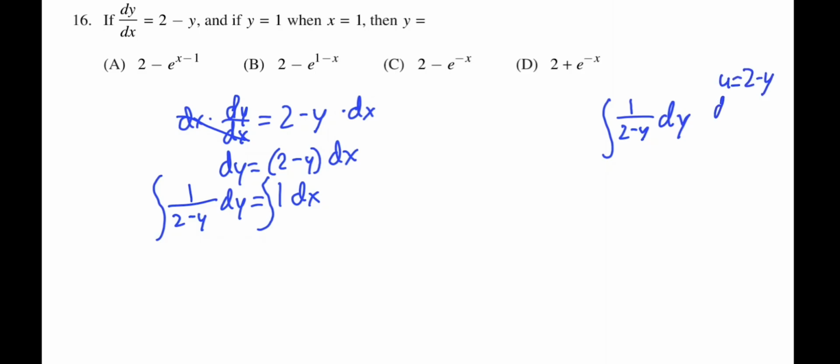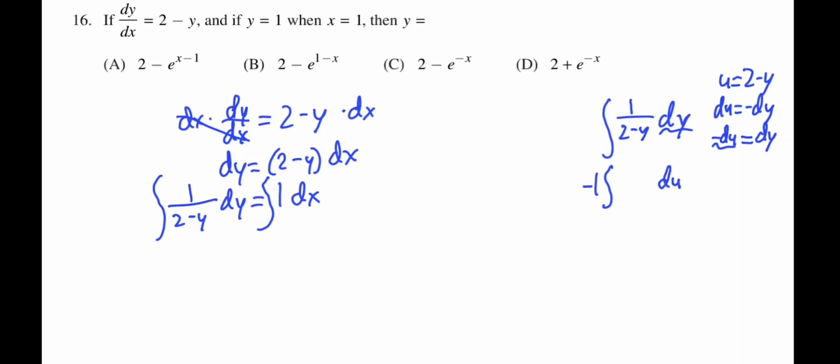And then du would be a negative dy. All right, and to get the dy by itself, let's divide by negative 1. So dy would be simply just a negative du. All right, so to make the substitution, the dy becomes a negative du, which I'll put the negative on the outer side. Negative 1 du takes the place of dy.